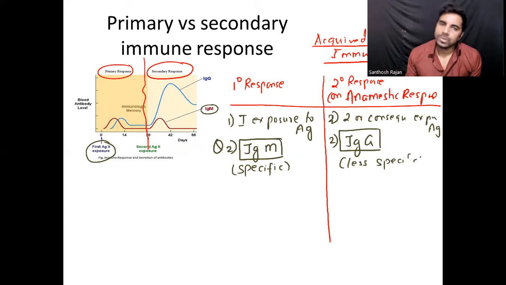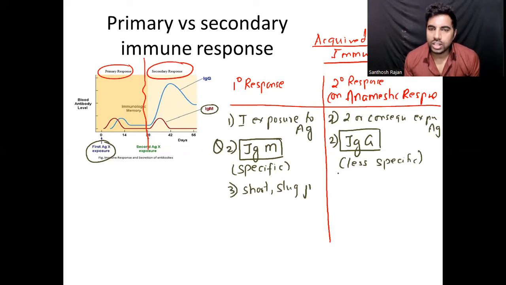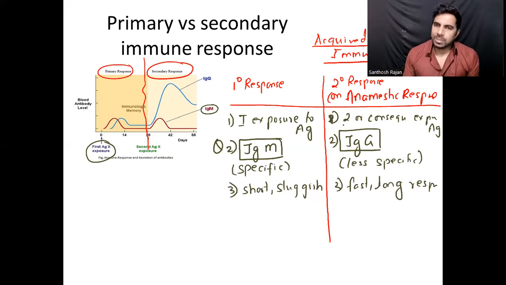More than that, the important point is that the primary responses are short and sluggish. In the consecutive response, the memory is already created, so it will be very fast, a fast and long response. Anamnestic is another name for the secondary response.